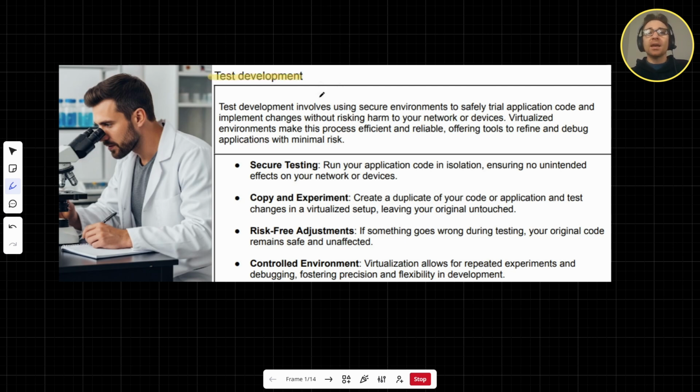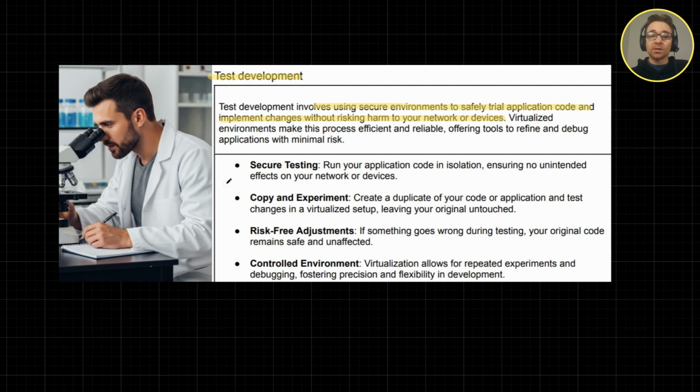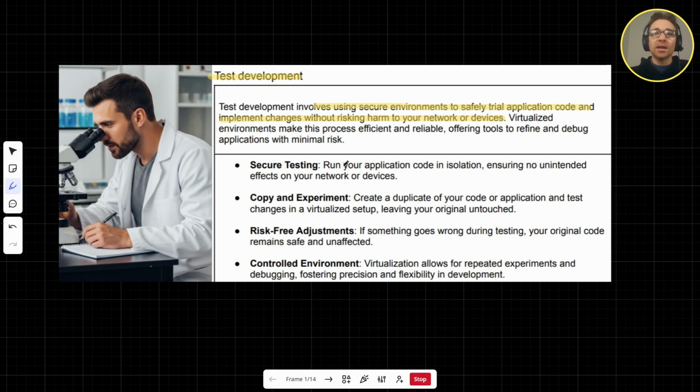So test development involves using secure environments to safely trial application code and implement changes without risking harm to your network or devices. So it's a similar concept in that you are testing and you are doing it in a virtual machine in order to make sure that you don't damage anything else. But it's not so much about testing malware or potentially dangerous files. It's more about maybe you've made a change to your code, and instead of applying that change in code to your system right now, maybe you want to open up a virtual machine and try running that code change there so you can see how it might impact that machine.